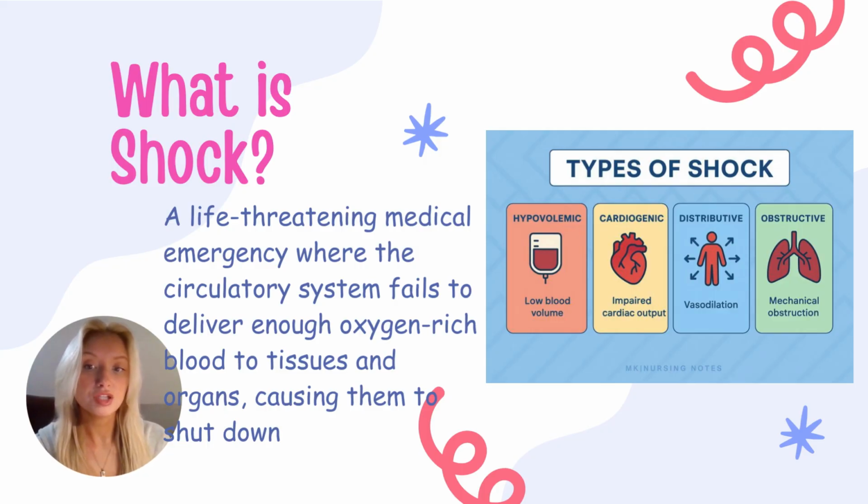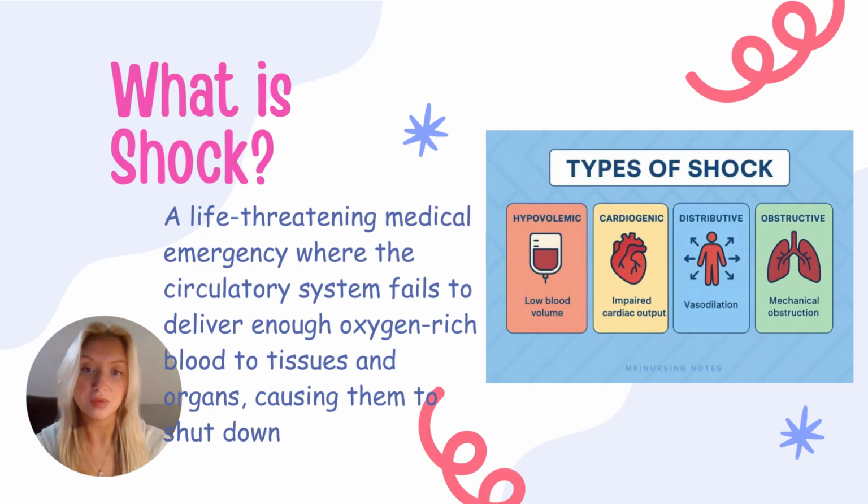So, shock types are distinguished by specific physiological signs that reflect the underlying cause. For instance, with hypovolemic and cardiogenic shock, the patient will present with cold and clammy skin, whereas in distributive and obstructive shock, the patient will present with warm and flushed skin.